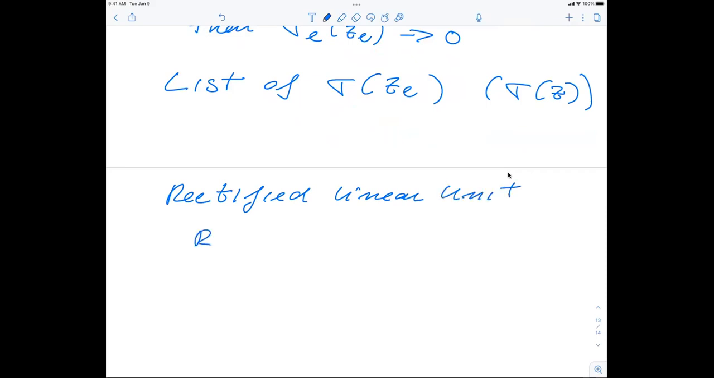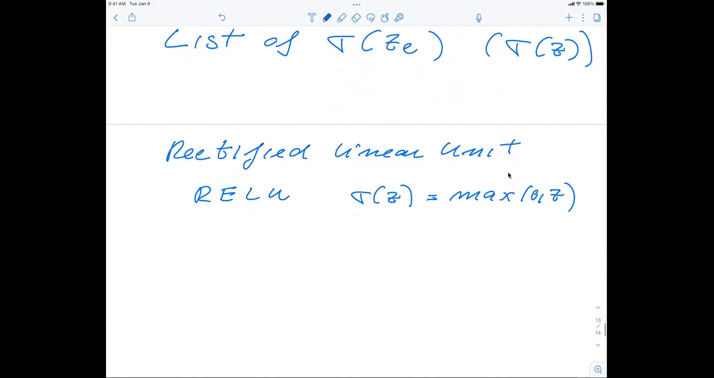And this is normally called ReLU. And the function is given by sigma, which is given by the max value of 0 and z. So z is the input. And you see that the derivative is equal to 1 for z larger than 0.